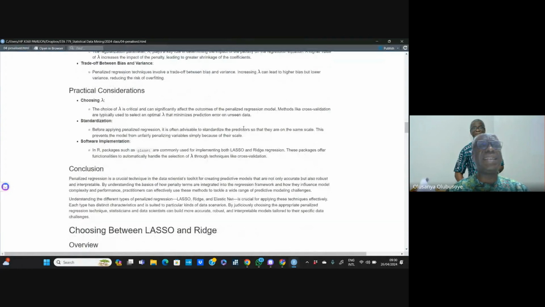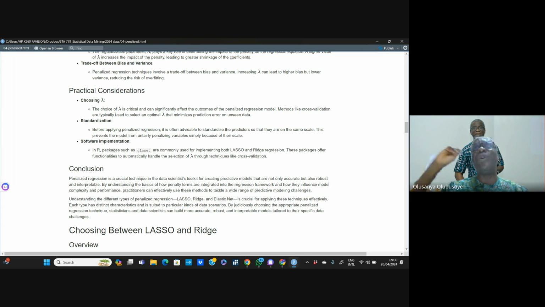So what are the practical considerations? One, when you are to choose your lambda, if you choose lambda that is 0, then you are back to the OLS, the ordinary least squares. So any value greater than 0 is what you need. And there is no maximum, 1 million, 1 trillion. But there is an optimal lambda.